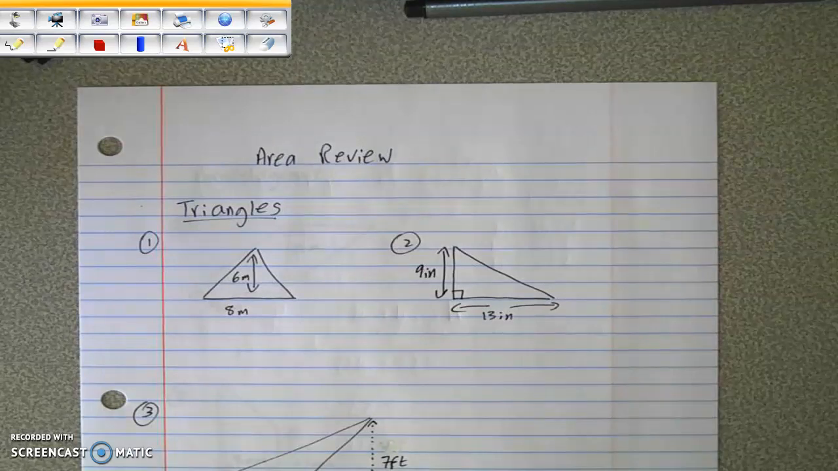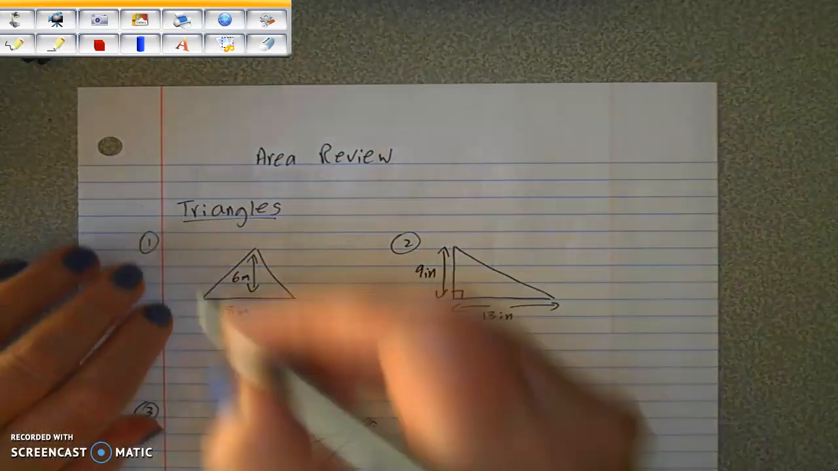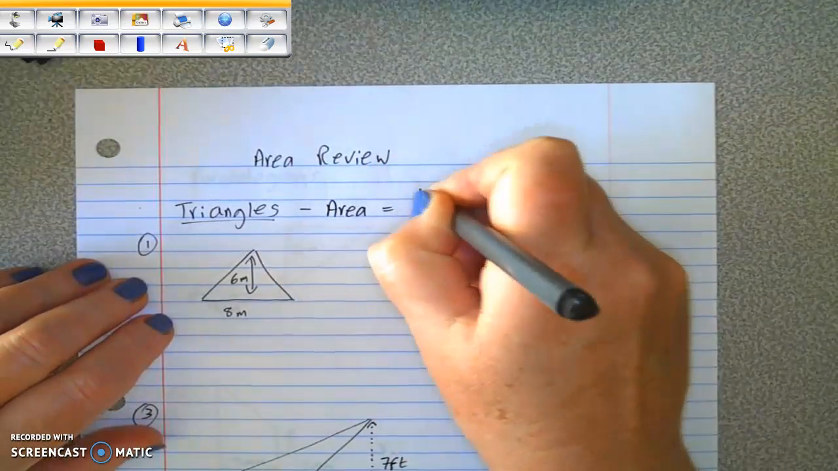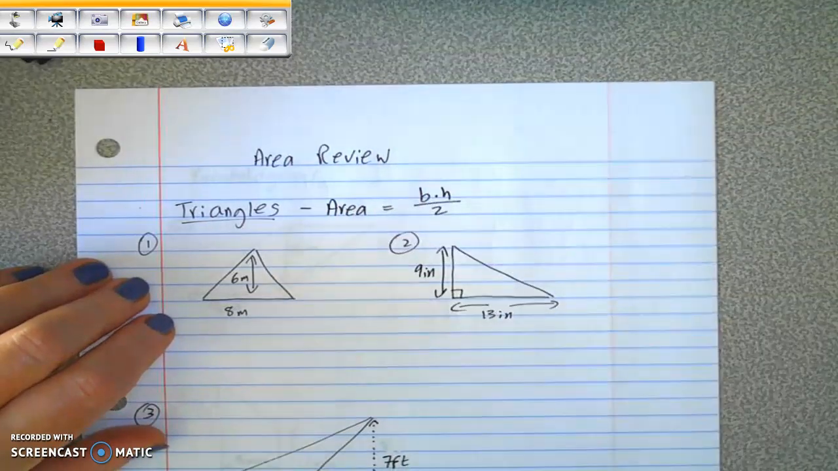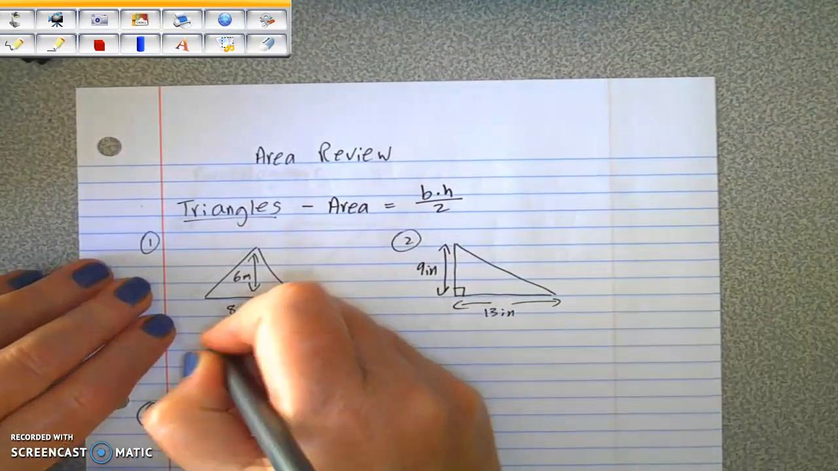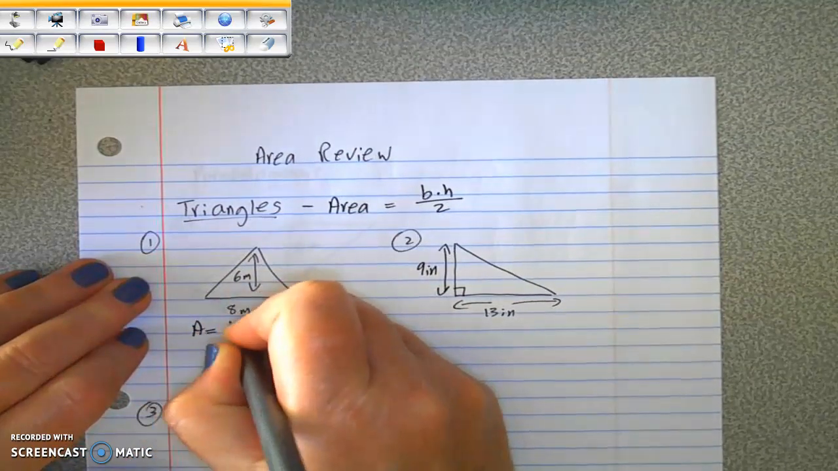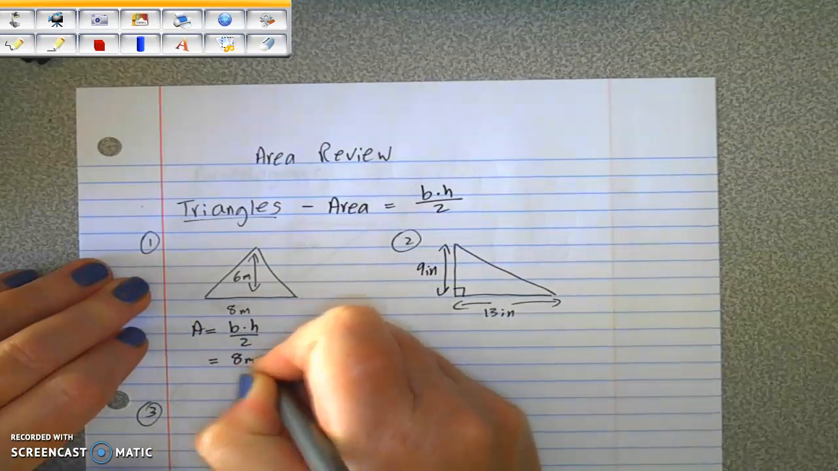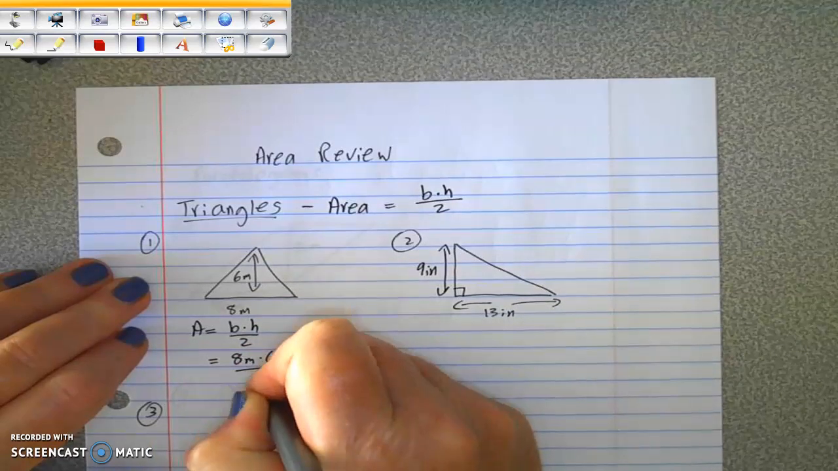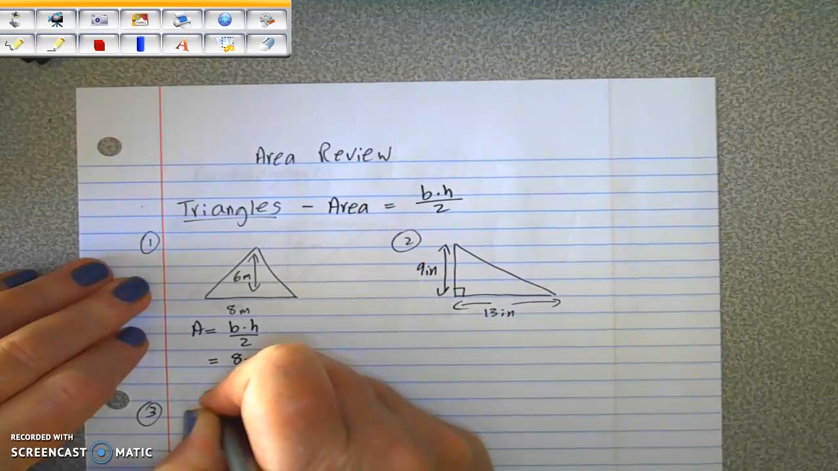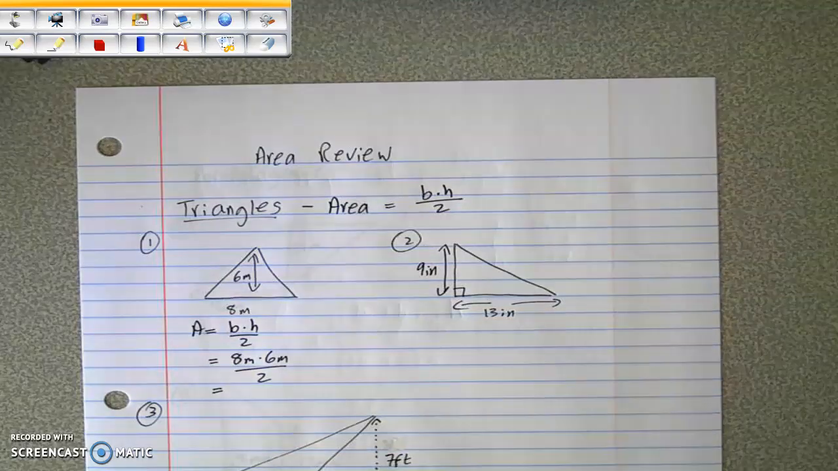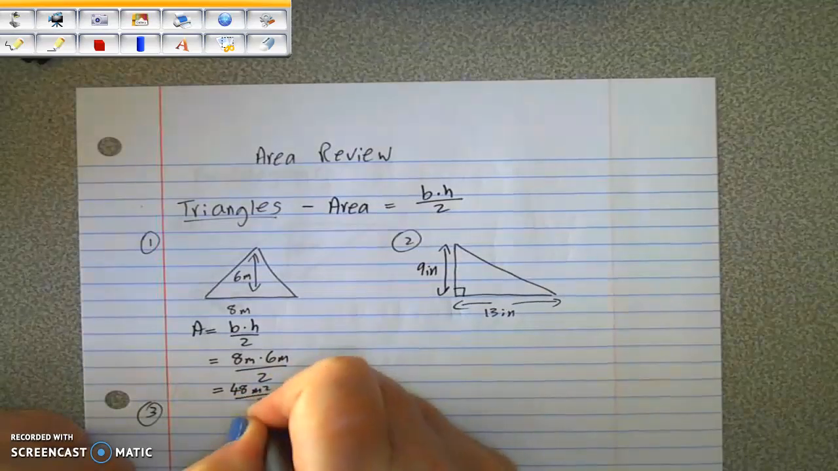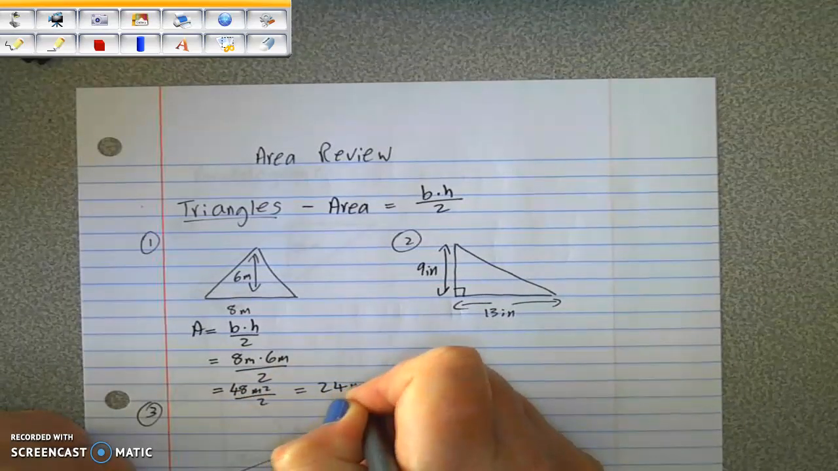All right, let's start with triangles. So with triangles, the formula for the area is equal to base times height divided by 2. So for problem number 1 here, just write the formula to start with. Then the base is 8 meters, the height is 6 meters, and you're dividing by 2. When you multiply those numbers, 8 times 6 is 48. So it's 48 meters squared divided by 2. So the answer is 24 meters squared.